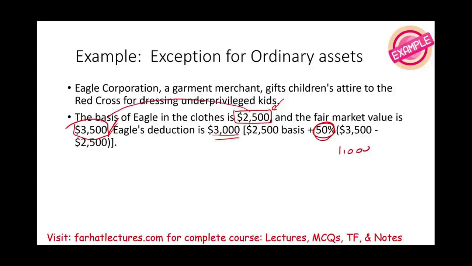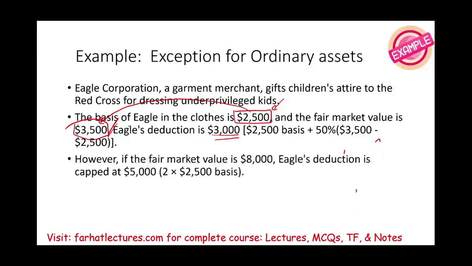Remember, the basis is $2,500, the fair market value is $3,500. So those are $1,000 above the basis. Guess what? They can get 50% of the appreciation. 50% is $500. So the basis plus $500 is $3,000. They can deduct $3,000. Let's assume the fair value of this clothing was $8,000. Well, if that's the case, you are limited to twice the basis. You are limited to twice the basis.